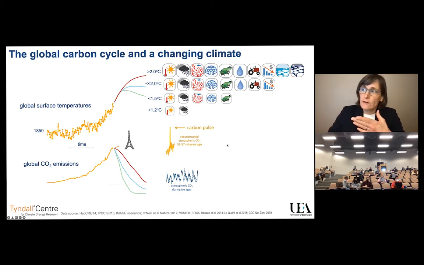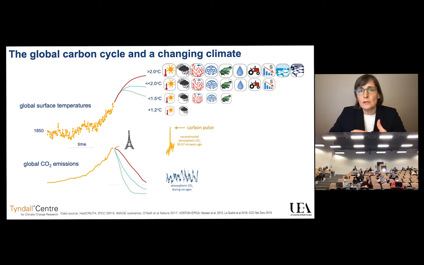One is a very, very old reconstruction, the one in yellow here, a reconstruction of changes in atmospheric CO2 a long, long time ago, 55 to 57 million years ago, where there is a pulse that is registered in the carbon isotope, which suggests that large quantities of carbon were released, probably from either permafrost or methane hydrates or both.